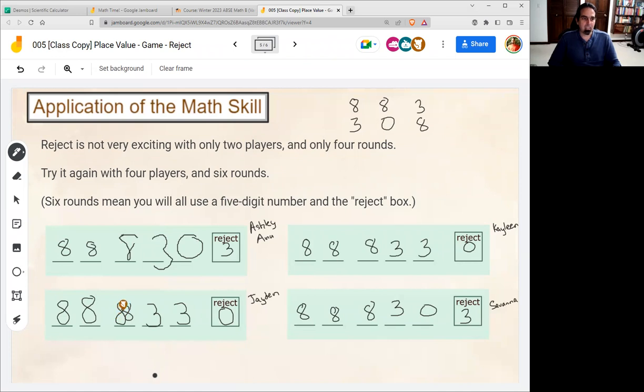So Jaden and Kayleen tie with the biggest number. Ta-da! So that is the game Reject.